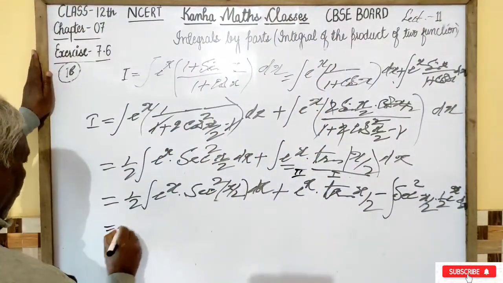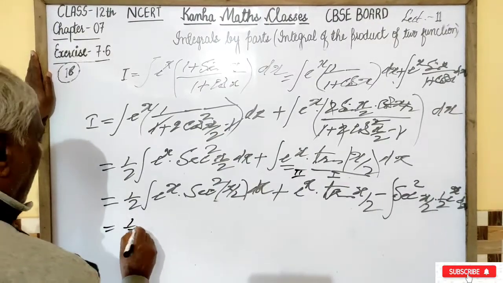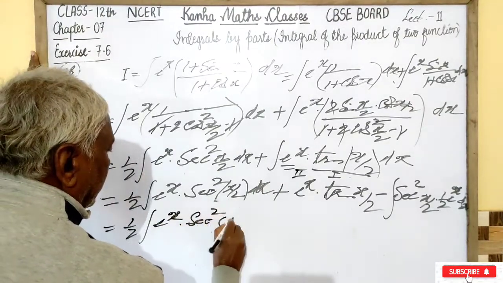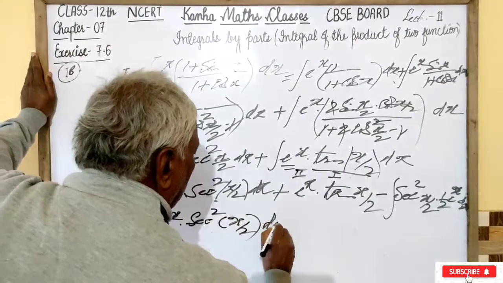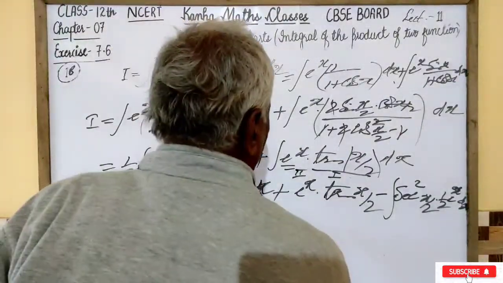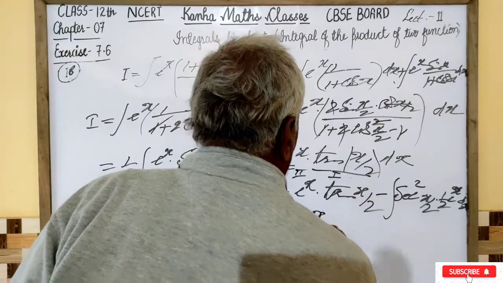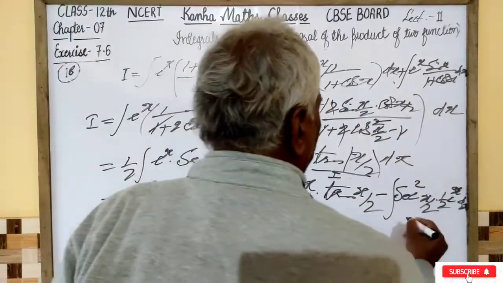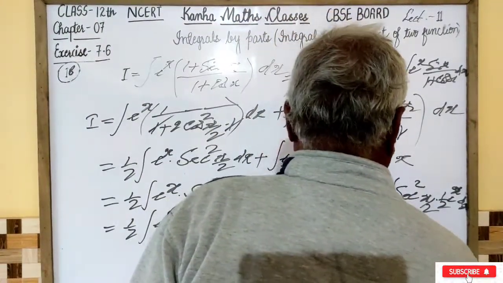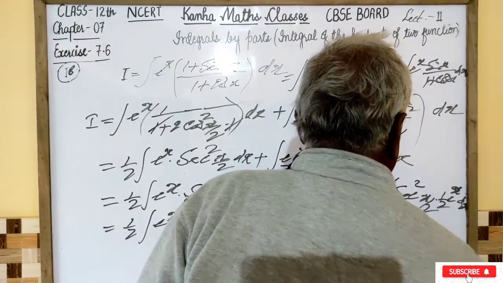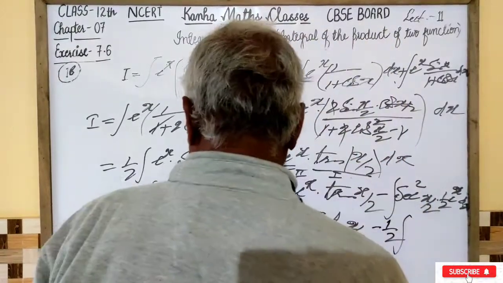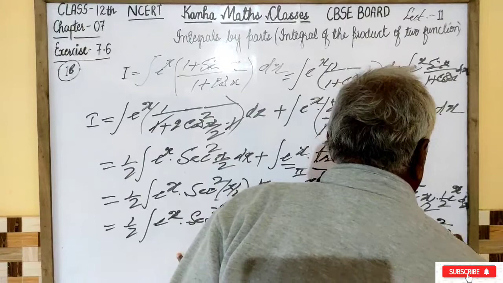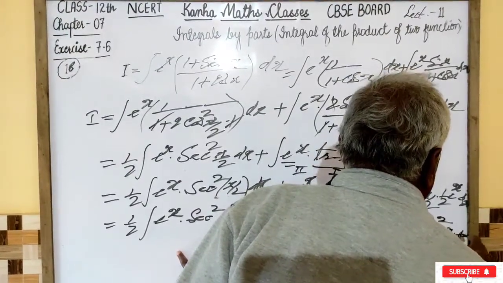Now this is 1 by 2 e^x sec square x by 2 dx, and this is e^x tan x by 2, and here minus 1 by 2 integral e^x into sec square x by 2 dx.